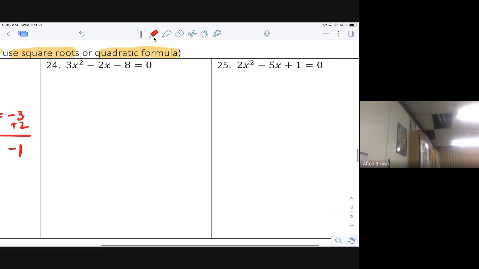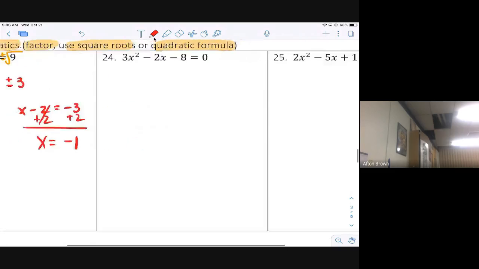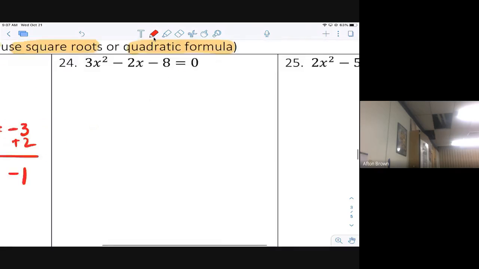Is that good? Just having that, we just want the intercept. Yeah, that's perfect, so we don't have to do... All right.